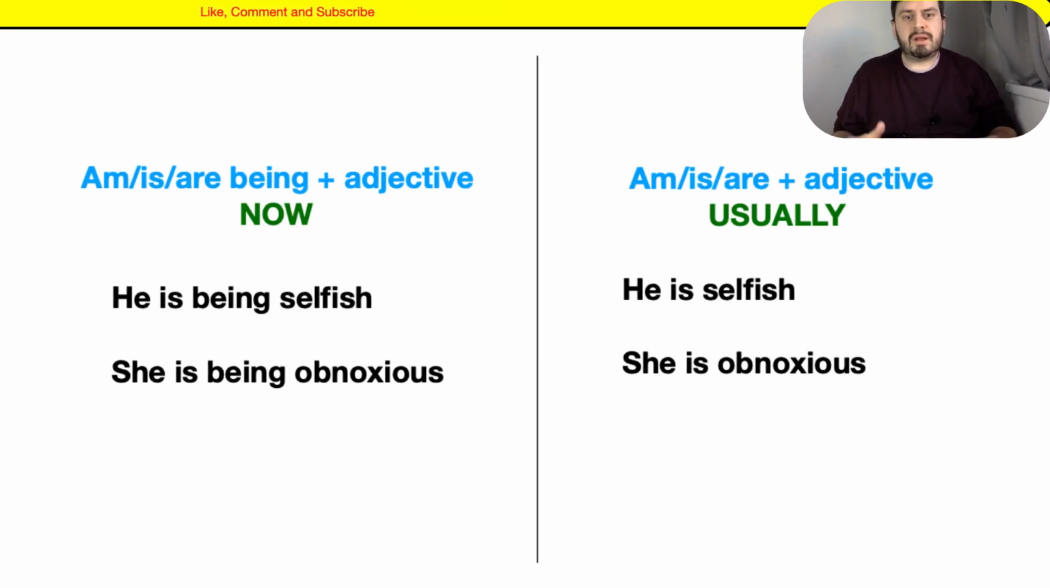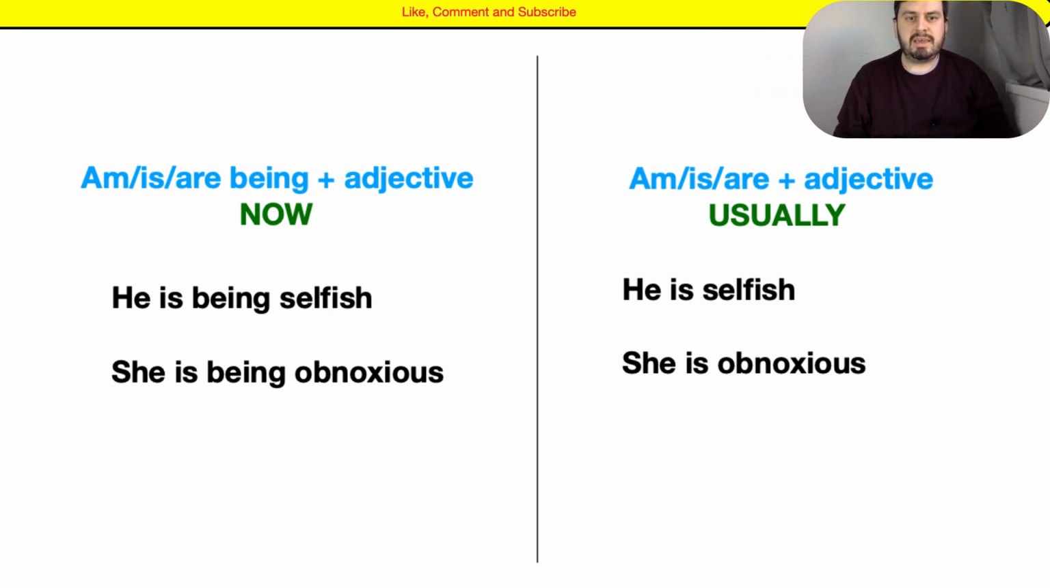Another key difference is when we want to talk about an adjective, maybe somebody's behavior. And again, when we talk about their behavior with the present continuous, we're using it to talk about something that is happening now, but maybe not usually the case. But when we use the present simple, it's something that they usually are like, but maybe they are not doing it right now.